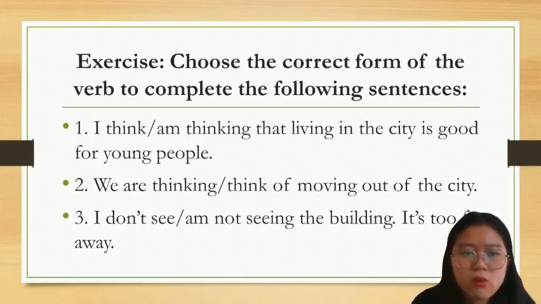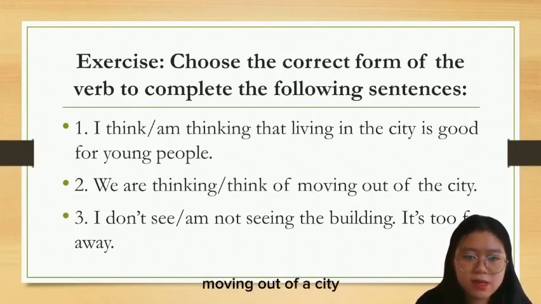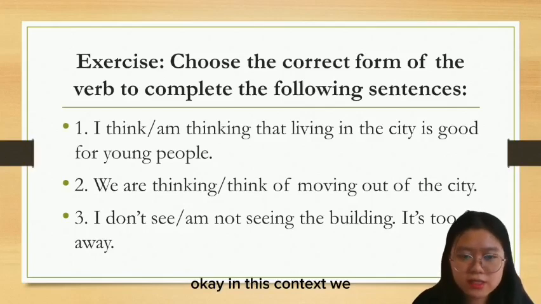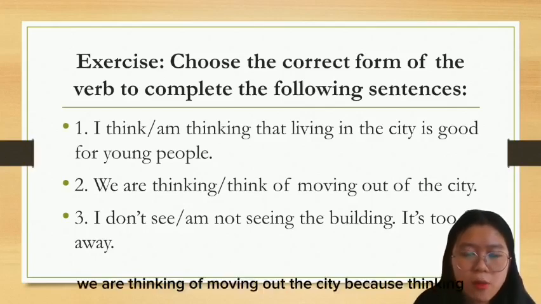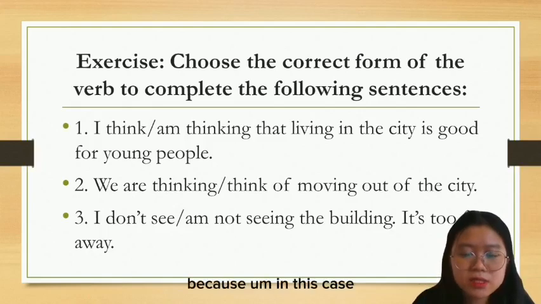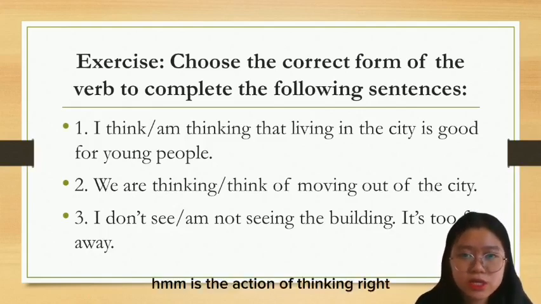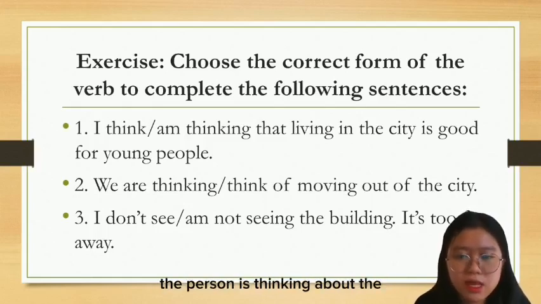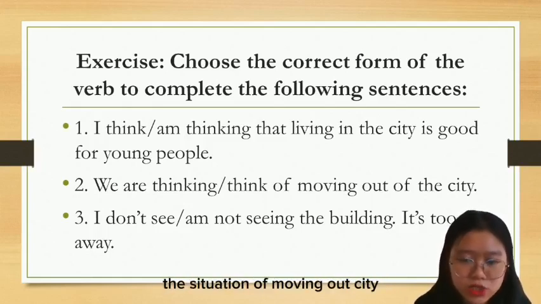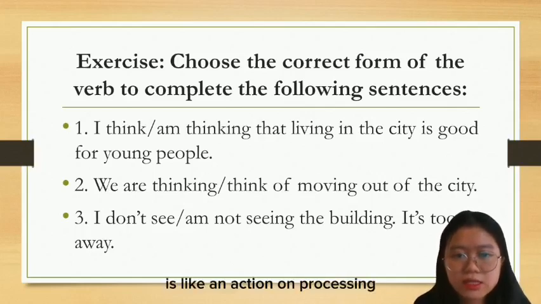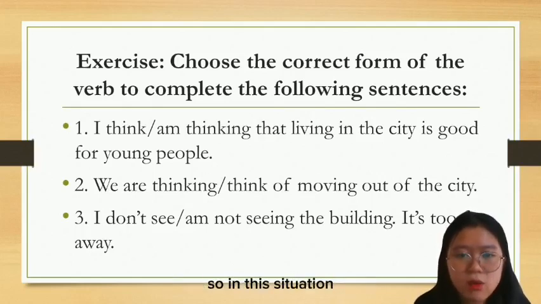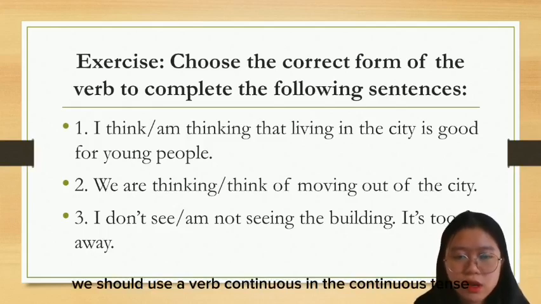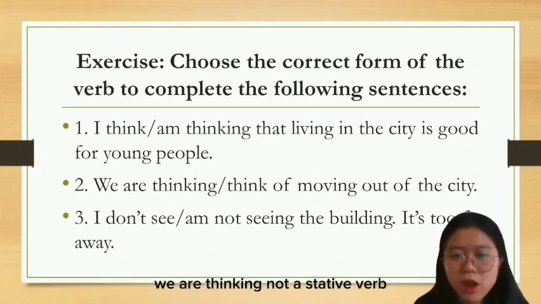The next one: "We are thinking or we think of moving out of the city." In this context, I will use "we are thinking of moving out of the city" because in this case it's the action of thinking, right? The person is thinking about the situation of moving out of the city. It's like an action in process. So in this situation, we should use the continuous tense, "we are thinking," not a stative verb.